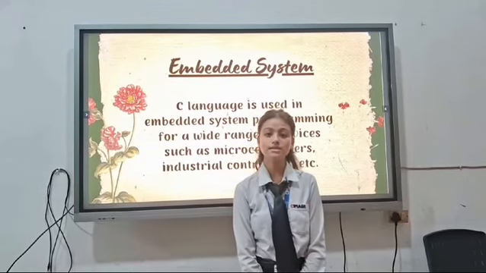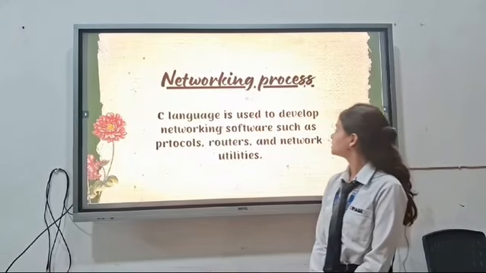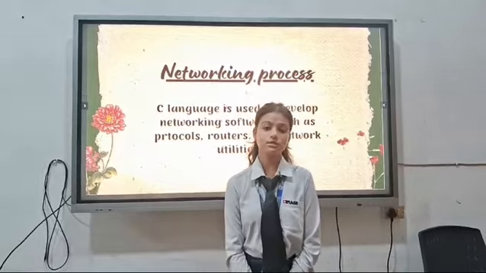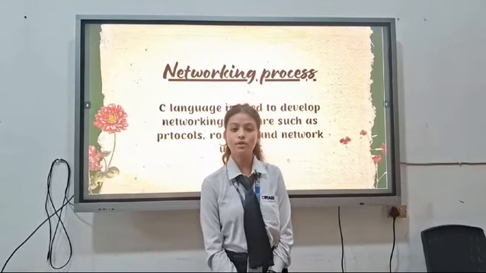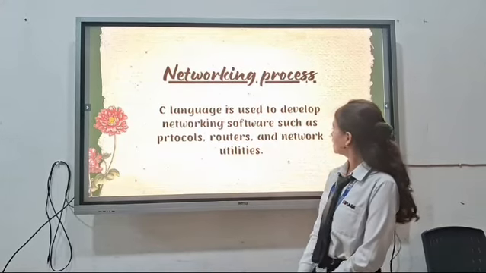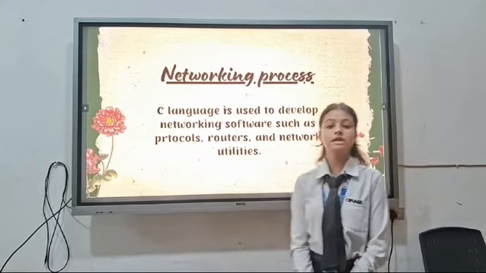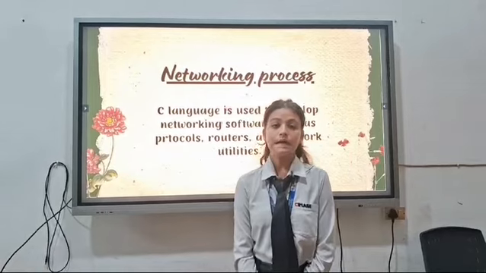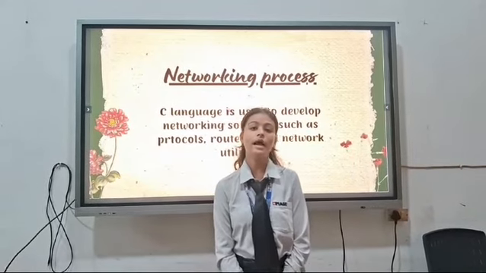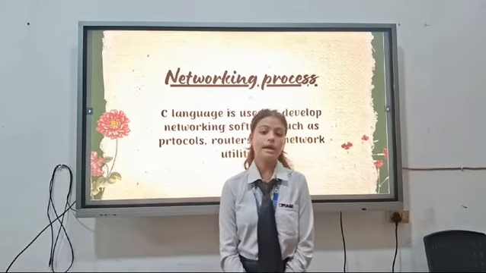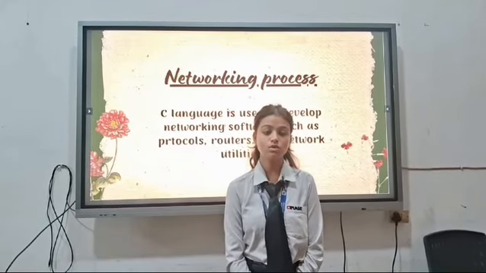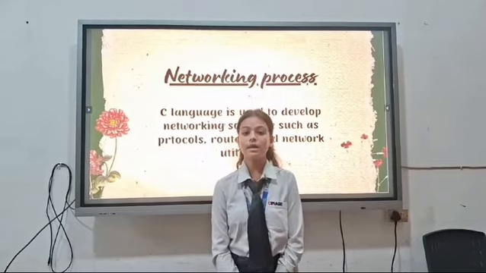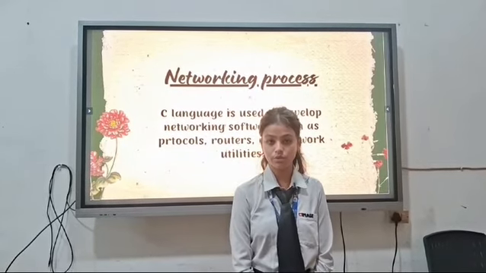And the third one is network process. Network process involves network communication all over the world. It develops networking software such as protocols and routers. Network processes typically rely on the API socket. The API socket provides the necessary tools to create, bind, and retrieve data all over the world.